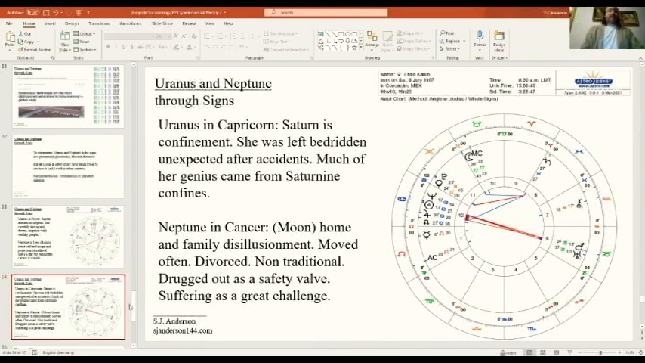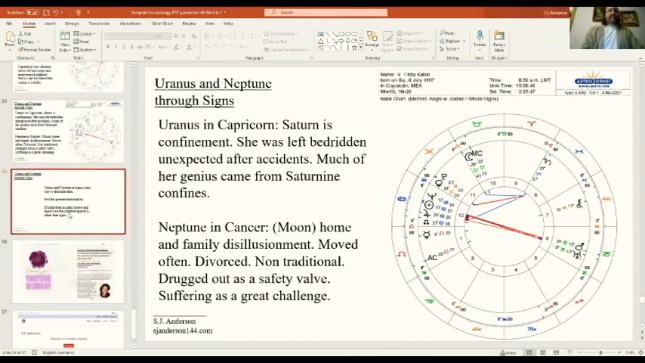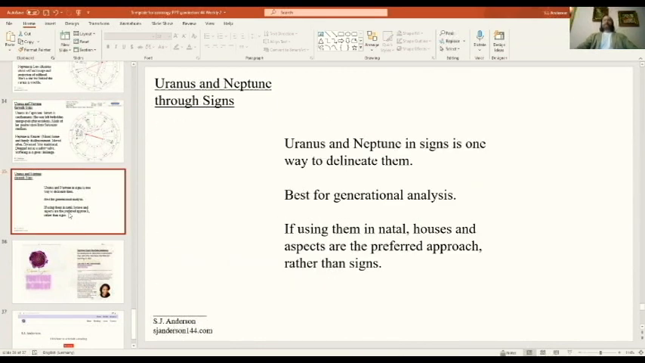So, okay, let's move here. I'm going to close with this slide, just a kind of conclusion. Uranus and Neptune in the signs is one way to delineate them, one beginning way to start understanding them. And I think it's best for generational analysis because of how uniform Neptune in particular moves through the signs, every 14 years. That's about a generation.